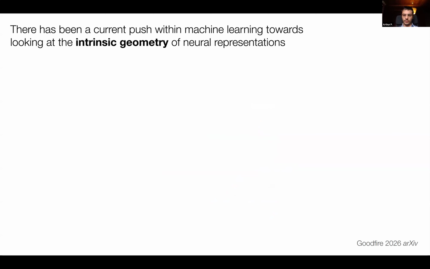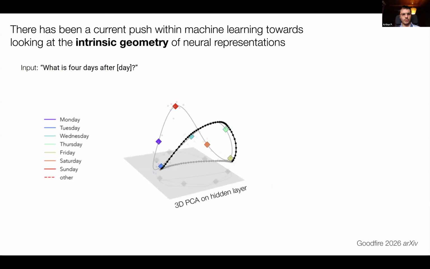Very recently, there has been some work from Goodfire AI, which is a company trying to understand the intrinsic geometry of LLMs. And so in this work they took an LLM and passed different prompts to this LLM where they varied one token at a time. So for example, they passed the prompt, what is 4 days after a particular day? And a particular day can be Monday, Tuesday, Wednesday, Thursday, and so on. And then they looked at the activation of this LLM in a particular layer. And here they are just visualizing it in a three-dimensional PCA space.